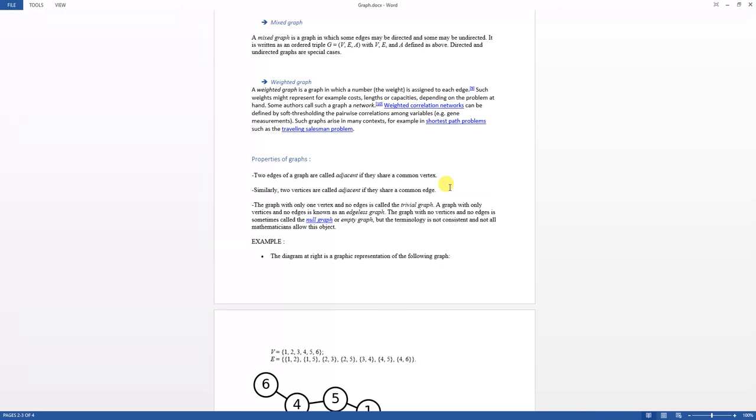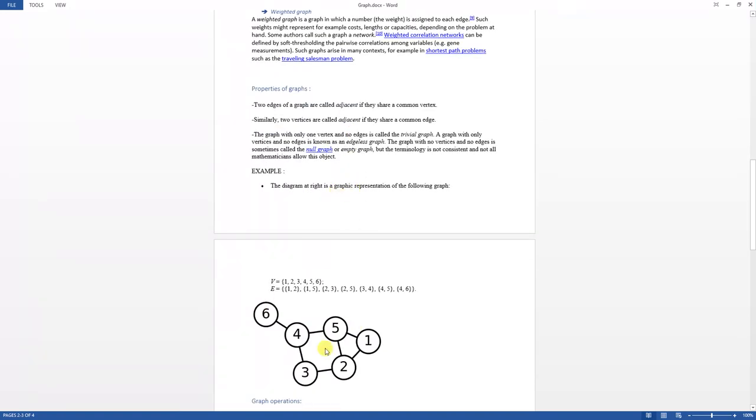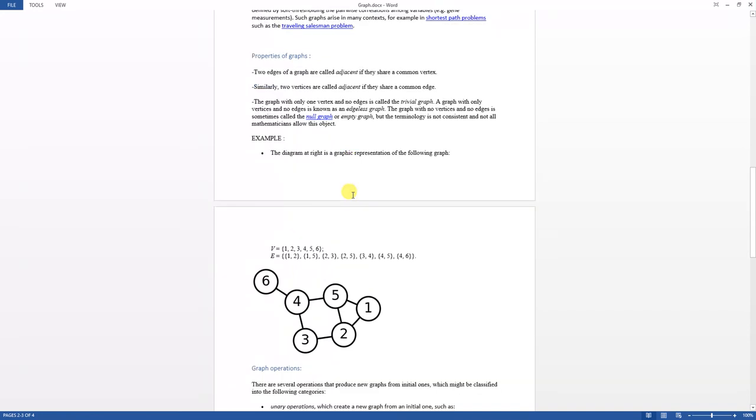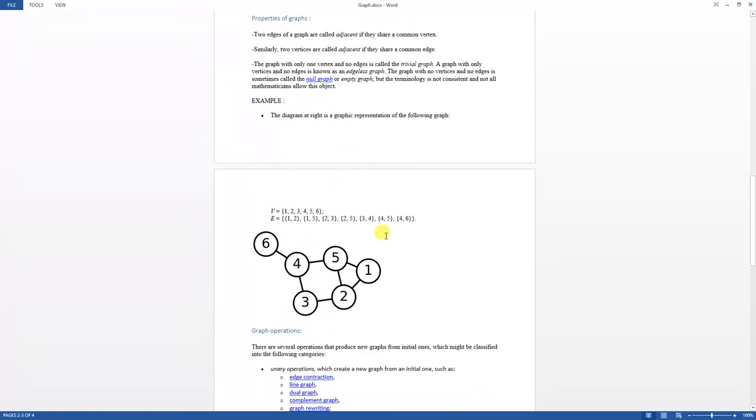So I'll just provide you with an example. You can see the diagram. The diagram is a graphic representation of the following graph with vertices 1, 2, 3, 4, 5, 6, and there are some edges: 1 to 2, 1 to 5, 2 to 3, 2 to 5, 3 to 4, 4 to 5, and 4 to 6. So as you can clearly see the edges and the vertices in this graph.